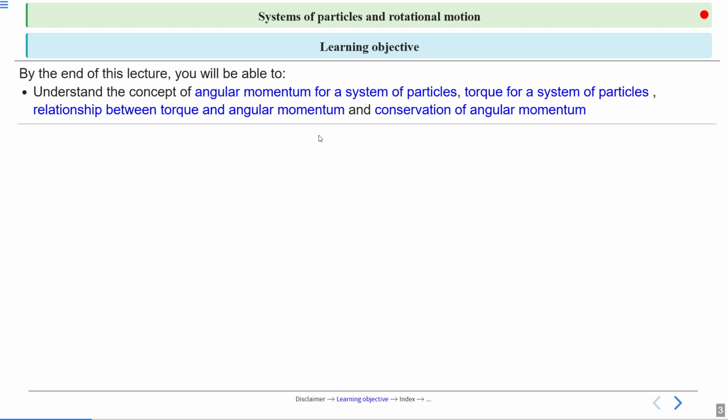Learning objective. By the end of this lecture you will be able to understand the concept of angular momentum for a system of particles, torque for a system of particles, the relationship between torque and angular momentum, and conservation of angular momentum.